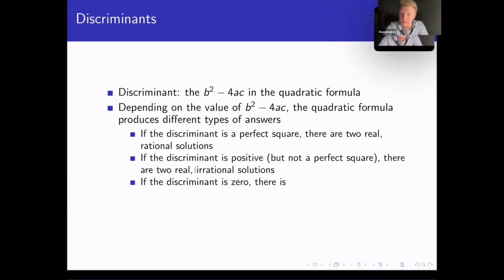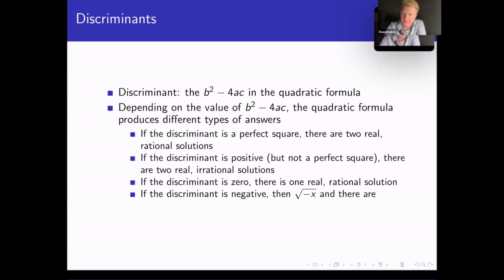If the discriminant is 0, well, that was like the very last example we did, where we only got x equals 3. So if the discriminant is 0, square root of 0 is 0, plus and minus 0 just goes away. You get one real rational solution. Last but not least, it didn't happen this time, but if the discriminant is negative, then you would get the square root of some negative number, and there are two complex solutions.